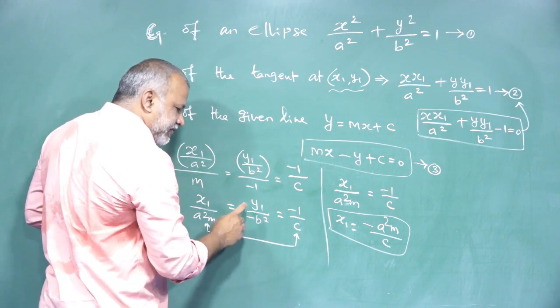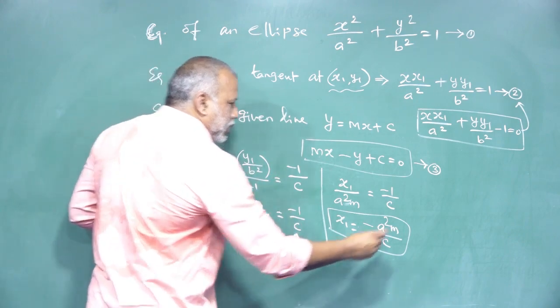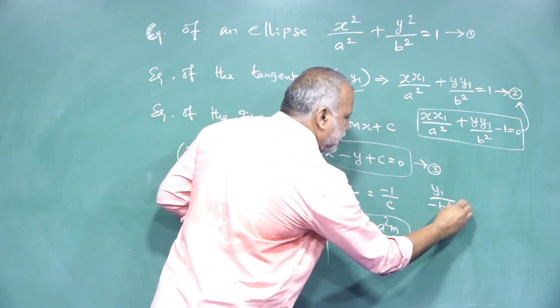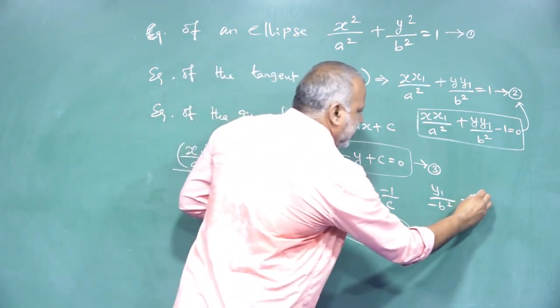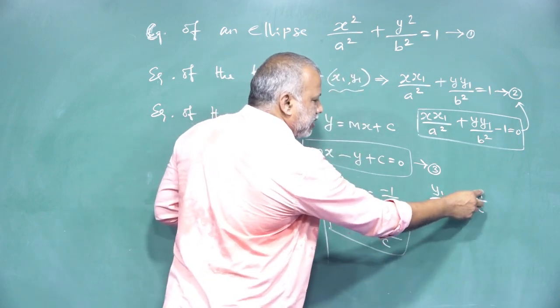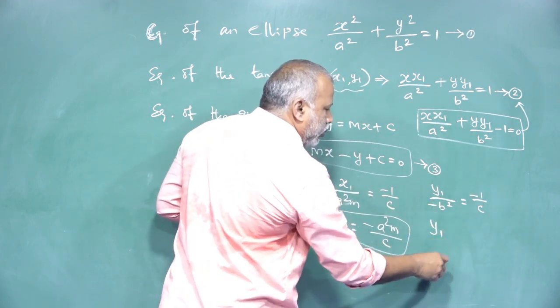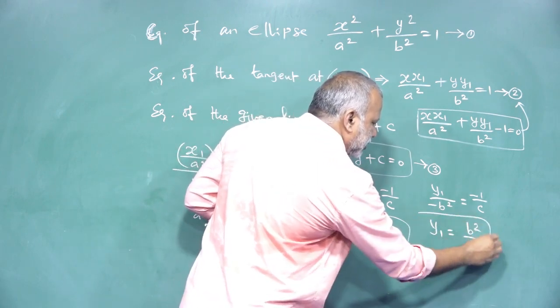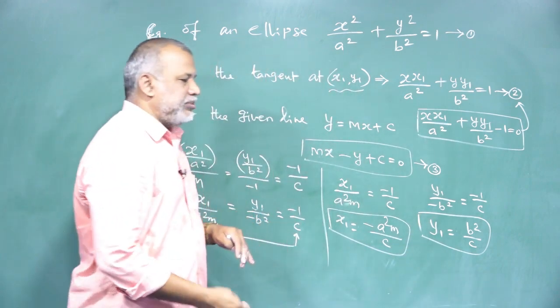In the same way, comparing these two, y1 divided by minus b squared equal to minus 1 divided by c. So cross multiplying, minus b squared will become positive. Therefore, y1 equal to b squared divided by c. y1 equal to b squared by c.